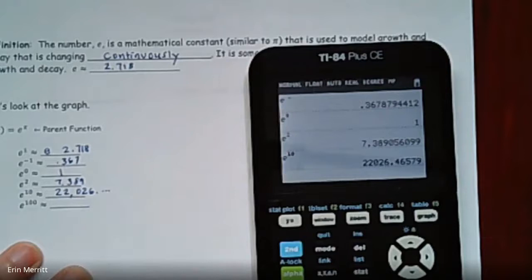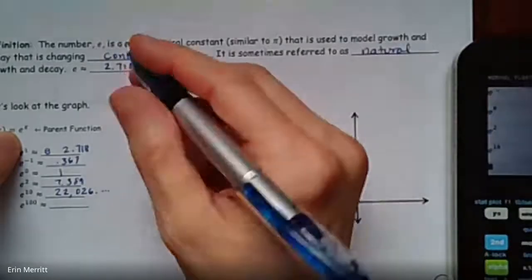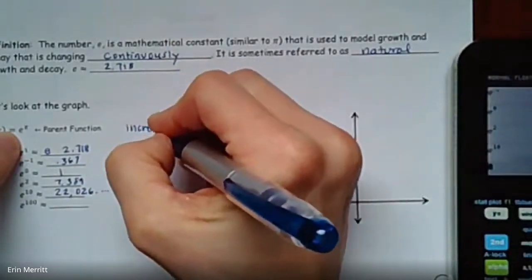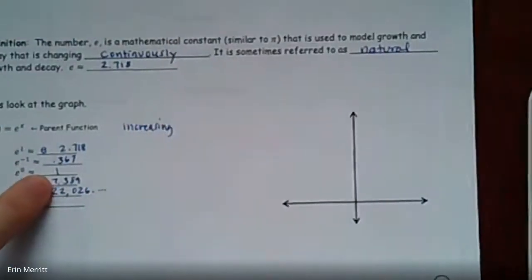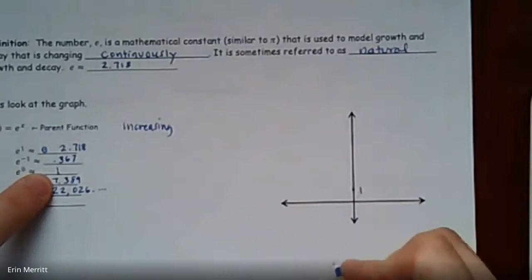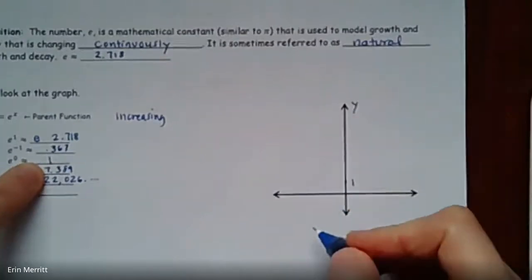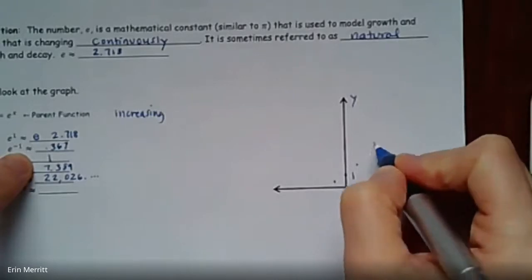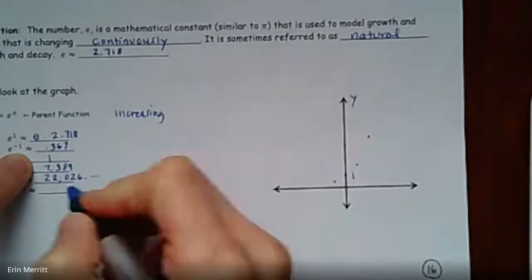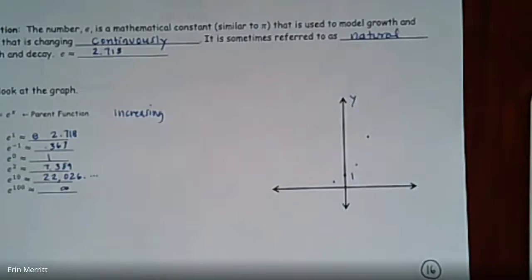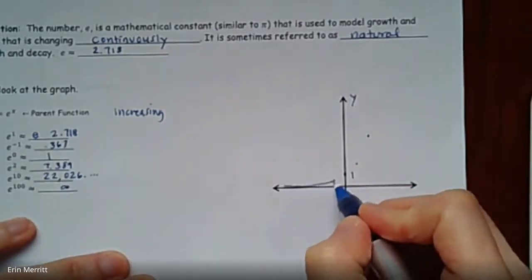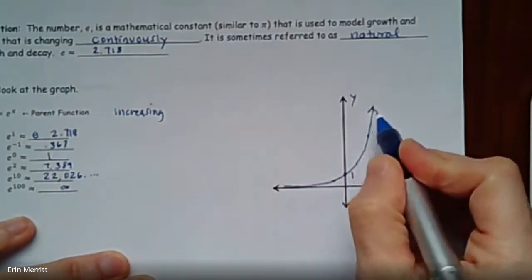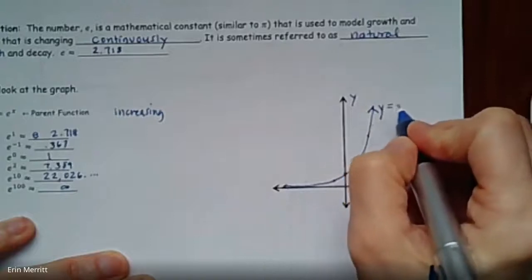What that means is because e is a value greater than 1, this is going to be an increasing function. What we see is that it crosses right here at 1, the y-axis, and then to the left it's a little bit smaller, to the right it's a little bit bigger, and then a lot bigger, and then it shoots on up basically towards infinity here. So the graph is going to look like that. That's what y equals e to the x looks like.